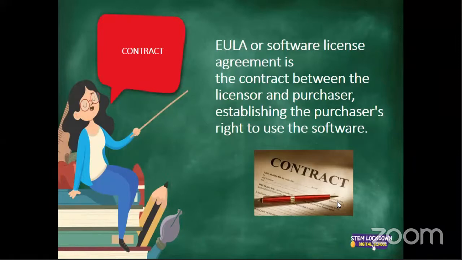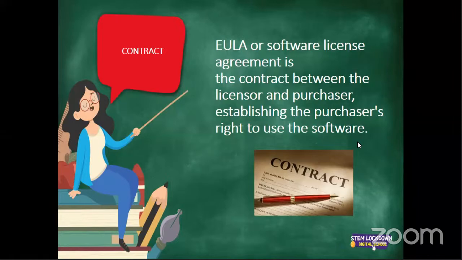Like I said, the contract becomes a mutual agreement between two parties or more. Remember, there are liabilities in terms of any breach of contract. Someone must be liable, because once you sign, that means you acknowledge the terms and conditions of the contract. This is the EULA, or software license agreement, the end user licensing agreement: the contract between the licensor and purchaser, establishing the purchaser's right to use the software.